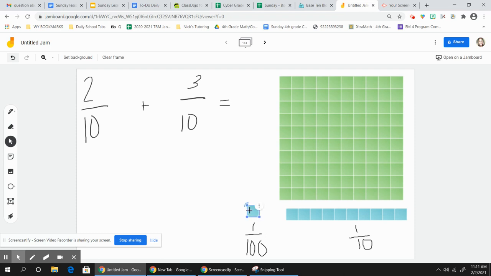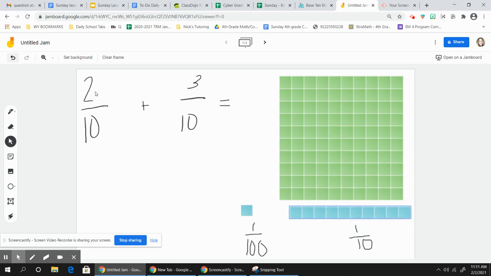The reason is because it would take 100 of these to make one whole. This is called a long, and it has a value of 1/10. The reason is because it would take 10 of these to make one whole.